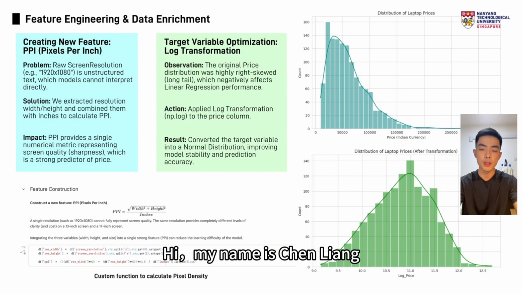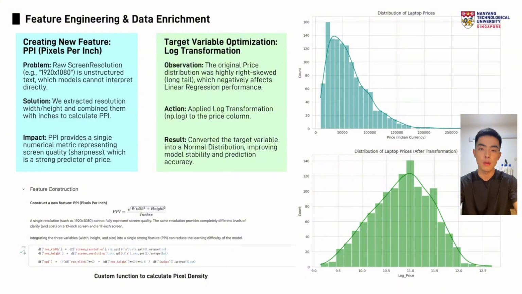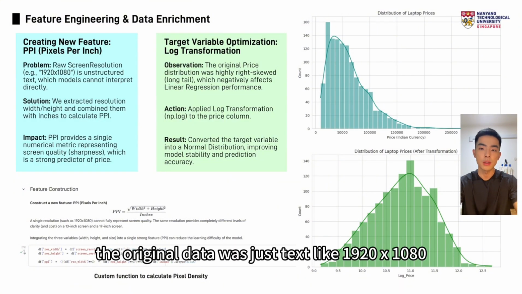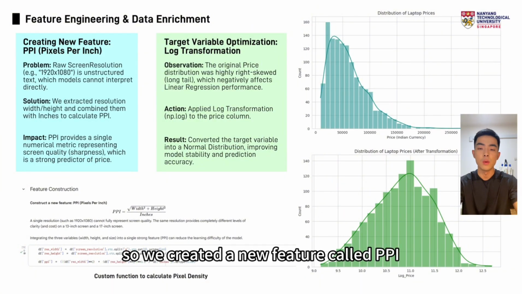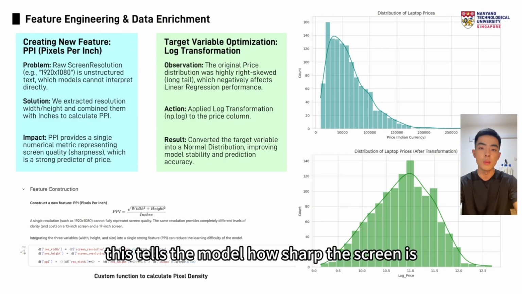Hi, my name is Chen Liang. I will talk about how we improve the data. First, about screen resolution. The original data was just text like 1920 by 1080. Computers cannot read this. So we created a new feature called PPI. It combines screen size and resolution into one number. This tells the model how sharp the screen is.